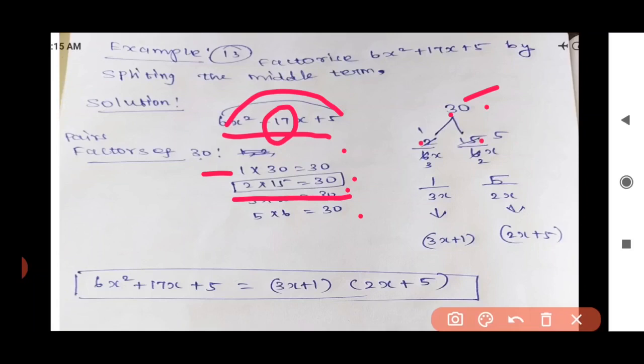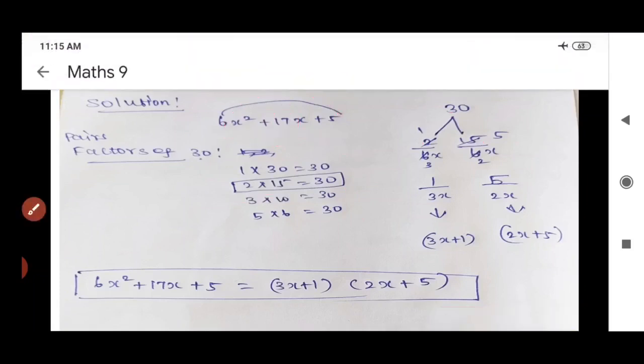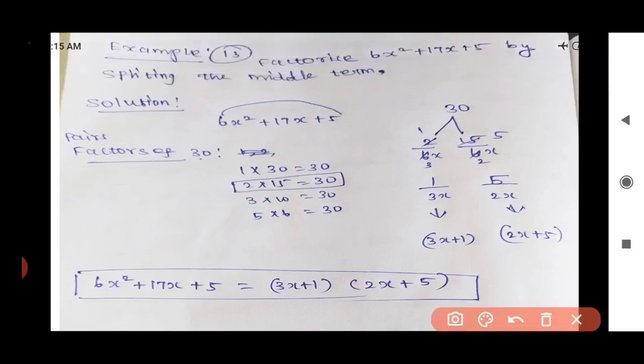Divide by the coefficient of x squared. Here the coefficient of x squared is 6, so write it in the denominator. So 2 by 6, cancel the term. 1 2 is 2, 3 2s are 6. So 1 by 3x. Here 15 by 6, cancel the term using the table of 3. 2 3s are 6, 5 3s are 15. So 5 by 2x.